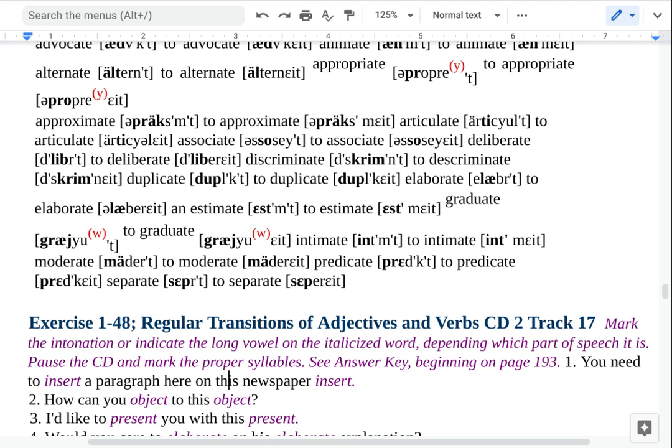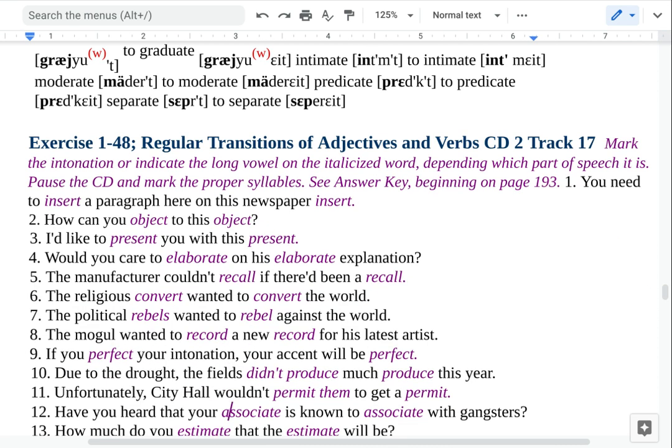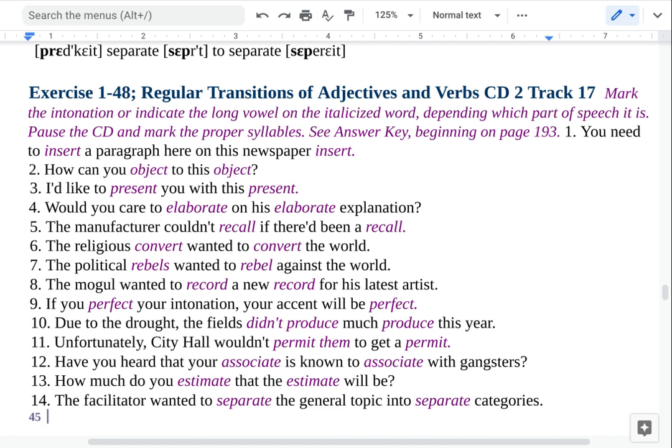8. The mogul wanted to record a new record for his latest artist. 9. If you perfect your intonation, your accent will be perfect. 10. Due to the drought, the fields didn't produce much. 11. Unfortunately, City Hall wouldn't permit them to get a permit. 12. Have you heard that your associate is known to associate with gangsters? 13. How much do you estimate that the estimate will be? 14. The facilitator wanted to separate the general topic into separate categories.